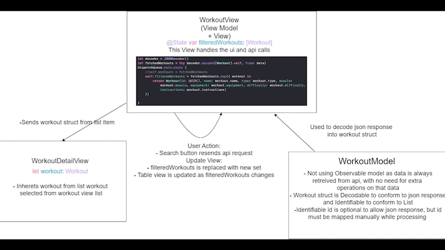I chose not to use an observable object here because it made more sense for me to handle the data in the view model, where I had to filter the JSON results already. Lastly, the list view allows the navigation to the detail view to see each exercise in more detail.